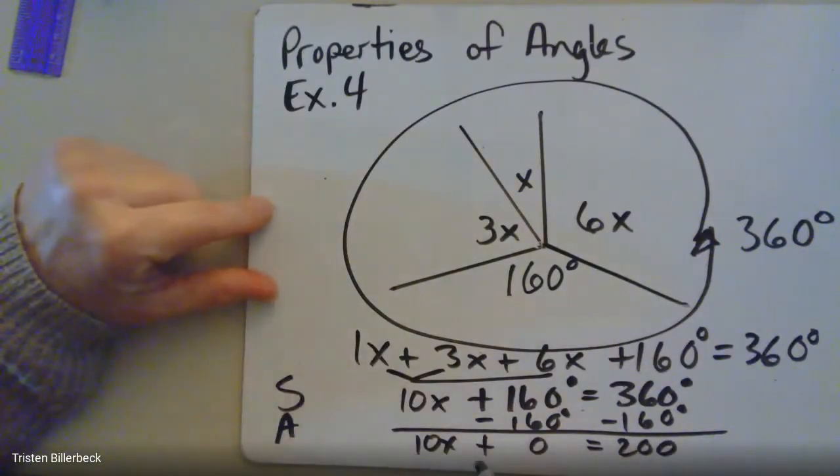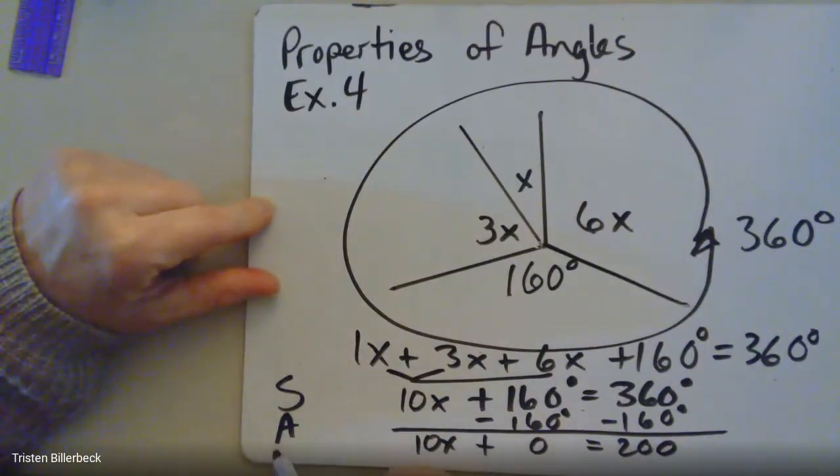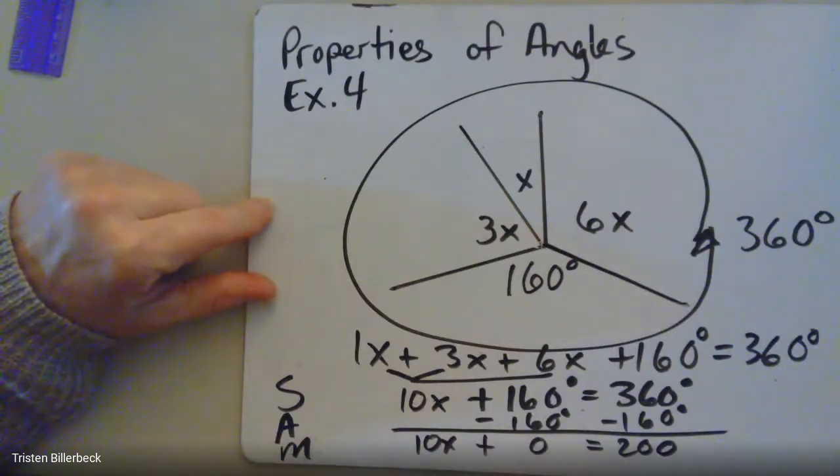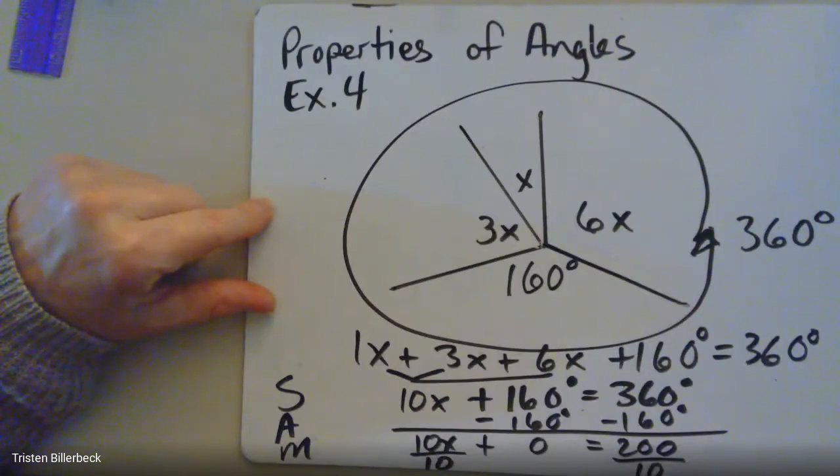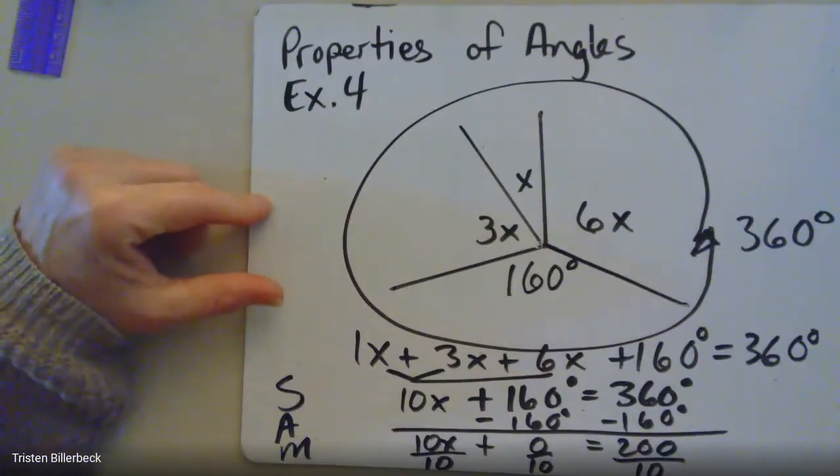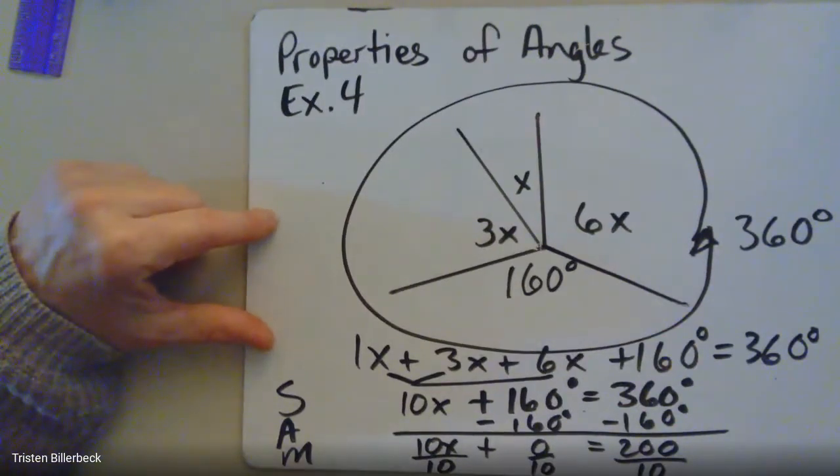We have a 10 times x, so we're going to need a multiplicative inverse. What's the opposite of multiplication? That's right, division. So we're going to divide by 10 and divide by 10. You can divide the 0 by 10, but it really doesn't matter. 0 divided by 10 is still going to be 0.